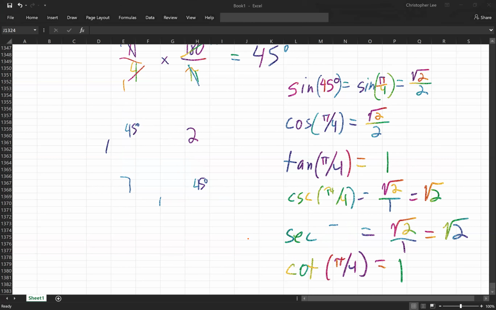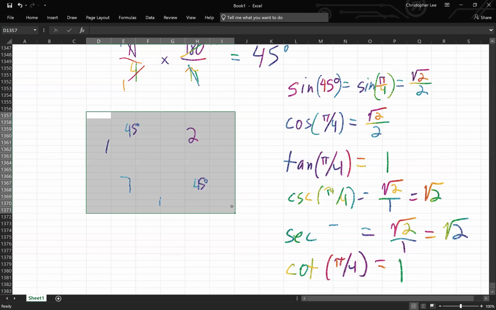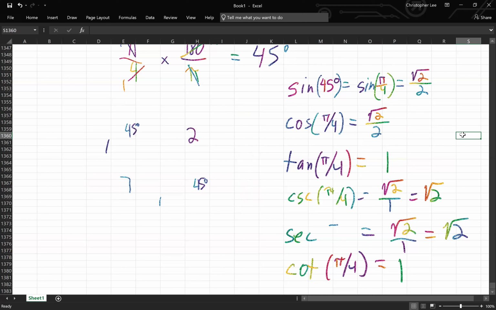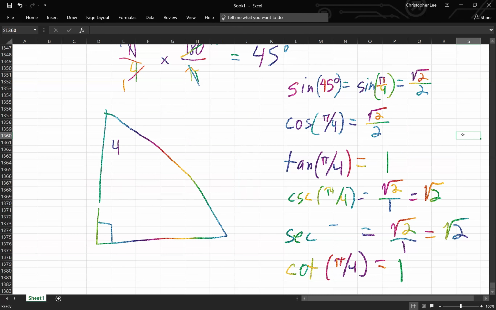What happened to my triangle? Uh-oh. I'm sorry. Hold on. I don't know what happened to my triangle. It just disappeared on me. Let me give that back to you real quick. Boom. 45, 45, 1, 1, radical 2. Sorry about that. All right. Any questions on that? Anybody? No. Okay. All right. So let's keep it moving.